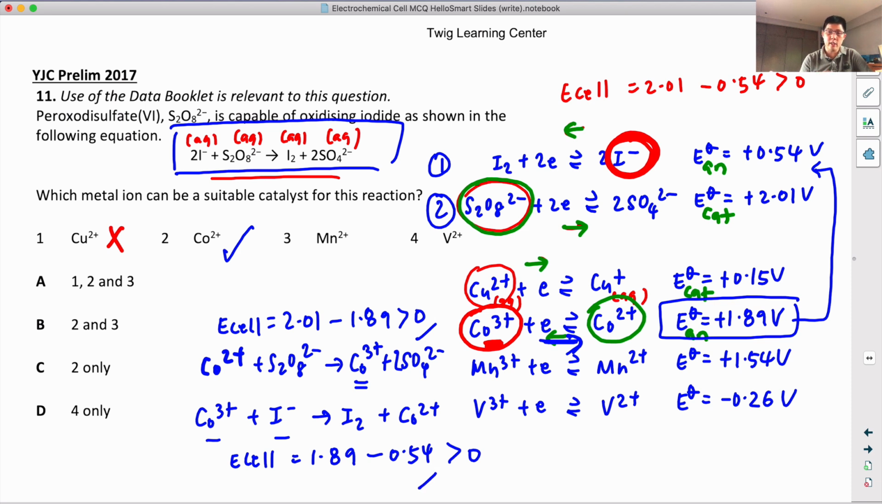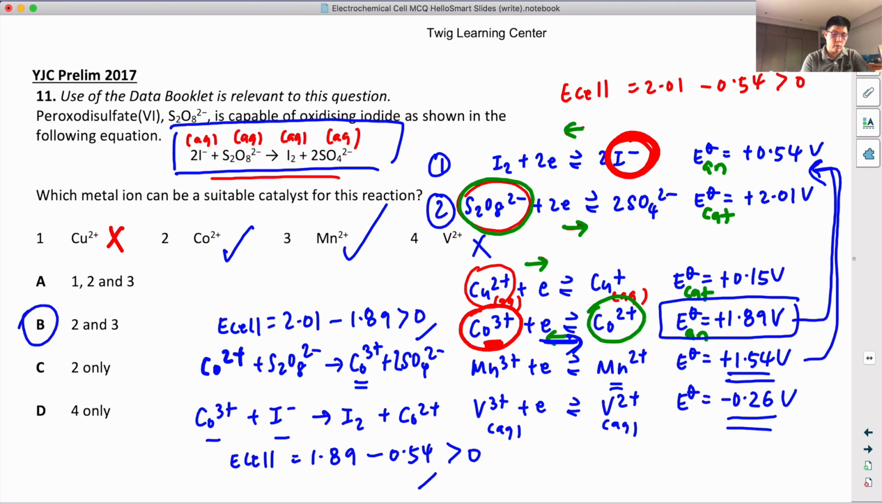So if you look at the next few, look at this. This is 1.54, right, for manganese 2 plus? And you notice 1.54 is somewhere in between, right? Can you see that? Which means this can also function as a catalyst. So if you look at V2 plus, make sure you pick those that are on both sides equal. So V2 plus and V3 plus, and look at the value. This value doesn't lie somewhere in between, which means it's not going to work. All right, so the answer is going to be only 2 and 3. So the answer is B.